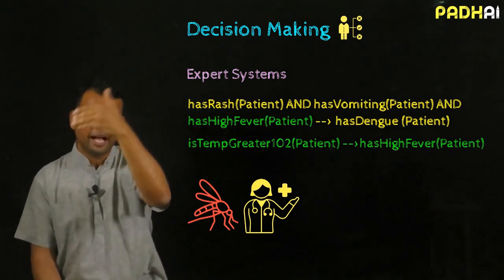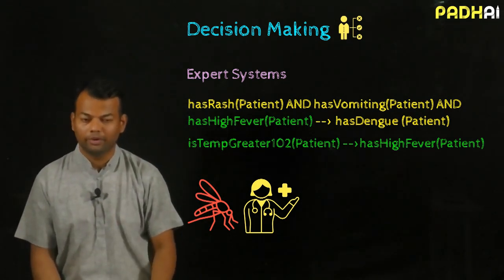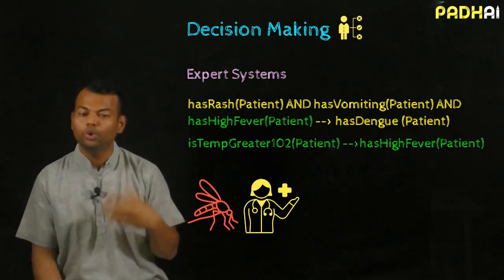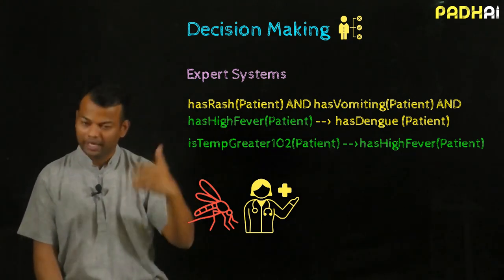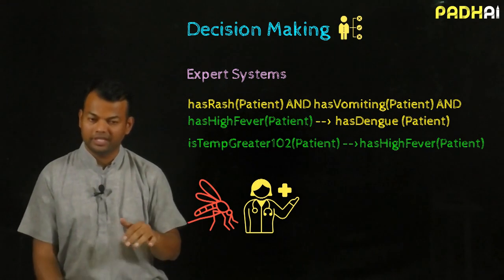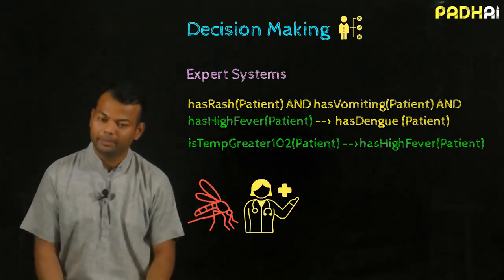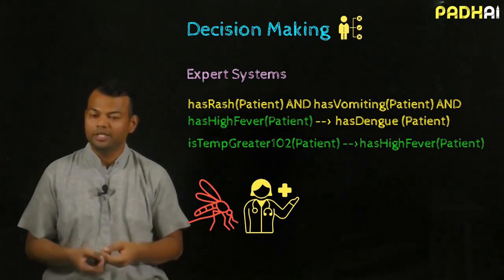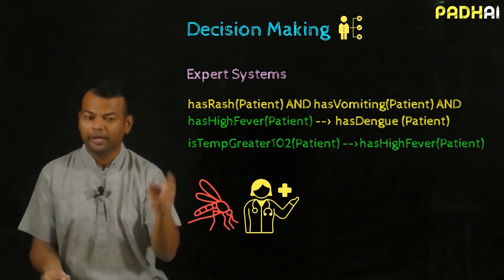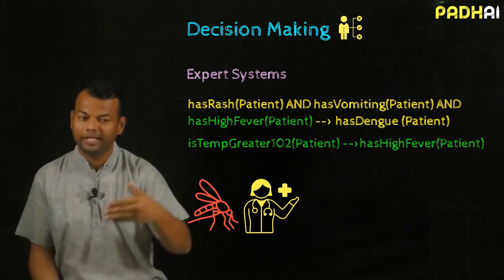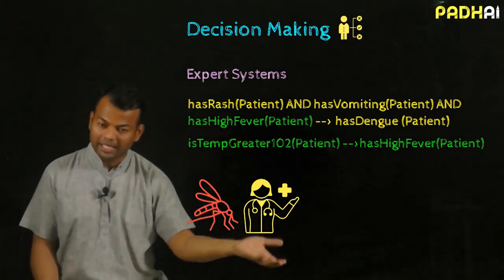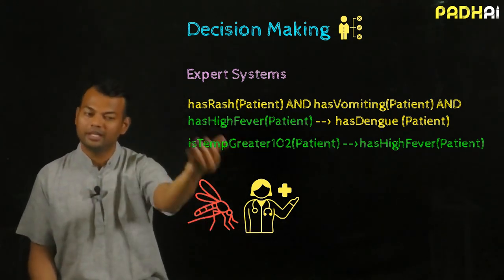And again, coming back to the reasoning which I was talking about, right? Now, has high fever. How do I conclude that? I conclude that from another rule in my rule base, which says that if temperature is greater than 102, then it implies that the patient has high fever. So now the input that I get is just the temperature. Based on that, I'll first have to reason whether the patient has high fever. Using that, I'll again have to reason whether the patient has dengue.